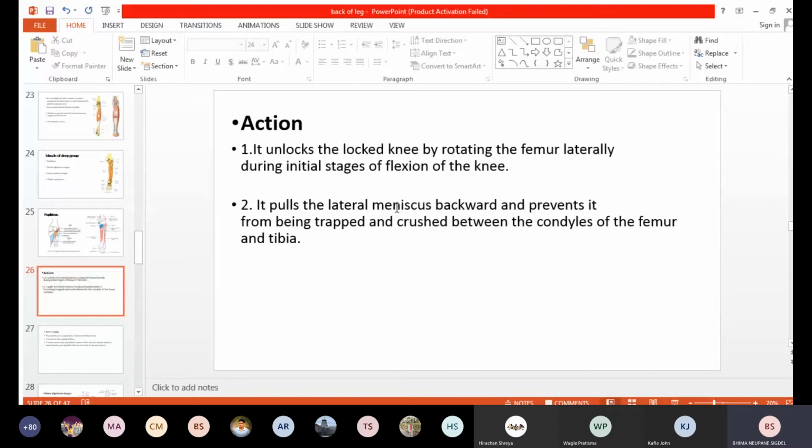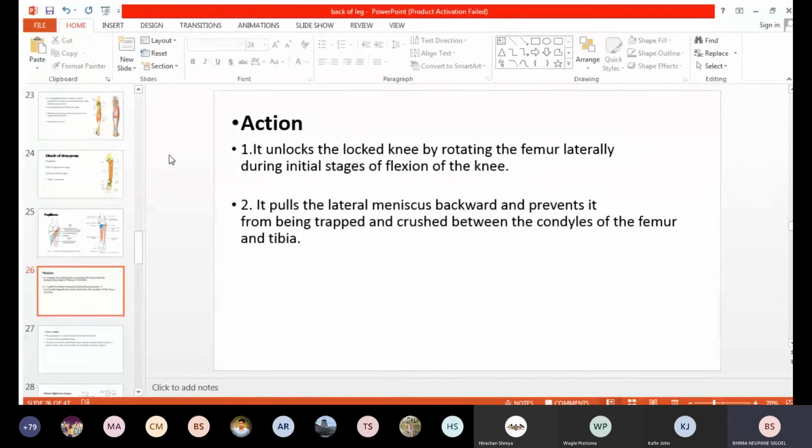Now you have to imagine that in the knee joint, there are the medial and lateral menisci, which are fibrocartilage. Okay, so trap and cross in between the condyles of femur and the tibia. So tibia also has condyles, and the femur also has condyles. So it will prevent the trapping of the menisci. Okay, these are the two important functions of the popliteus muscle. So most important is the locking and unlocking mechanism. Again, in detail you have to know it in the knee joint only.